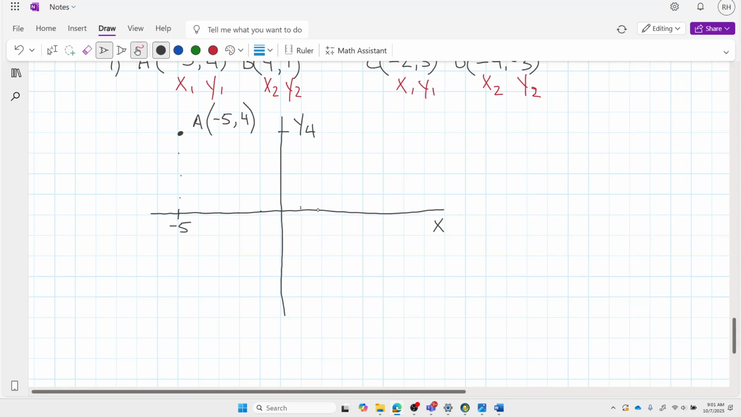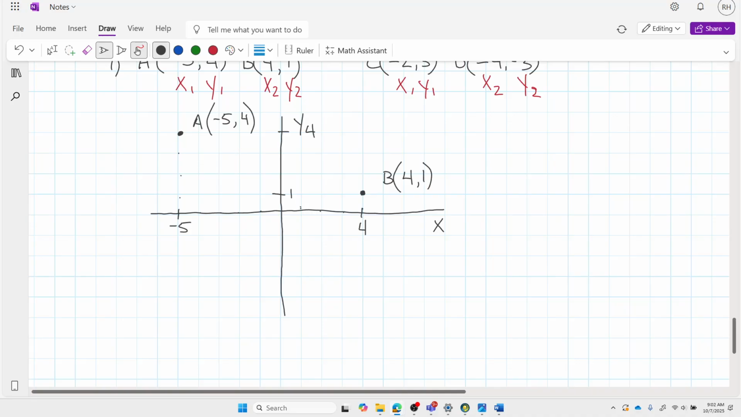4 to the right. So 1, 2, 3, 4 to the right. And up how many? Up 1. So right here. That's point B. So its coordinates are at 4, and this was 1. So they're at 4, 1.